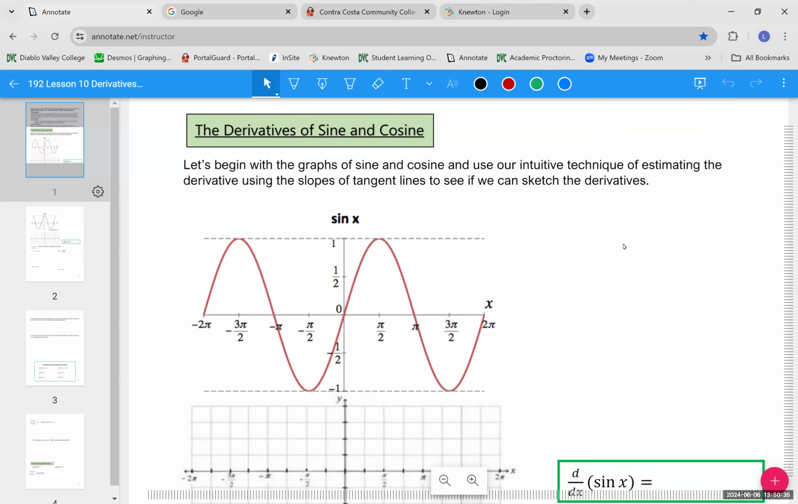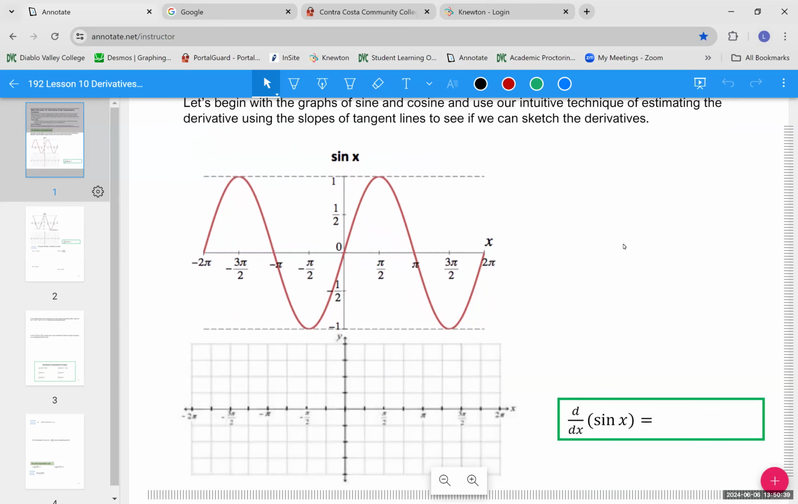So I have a graph of sine of x here. And what we're going to do is try to sketch a graph of its derivative, similar to what we did in lesson 7, where we were drawing graphs of derivatives based on the graph of the function. So we're going to use slopes of tangent lines, and we're going to see if we can get a rough sketch of what this might look like.